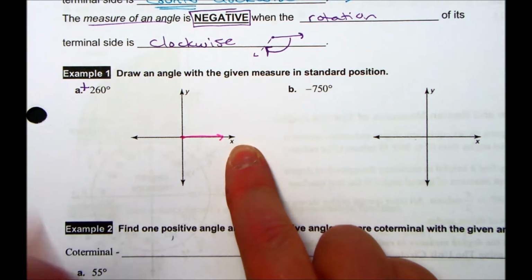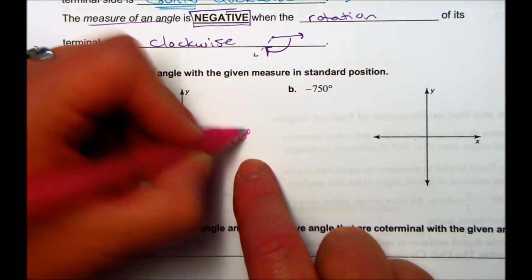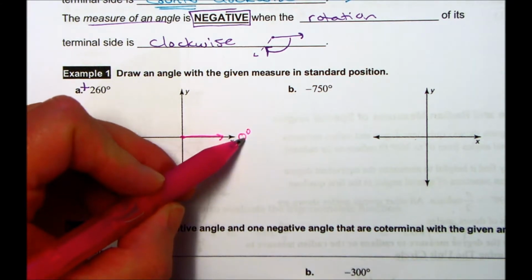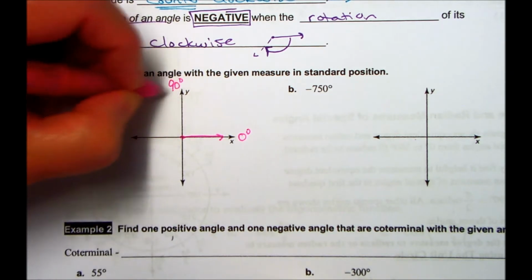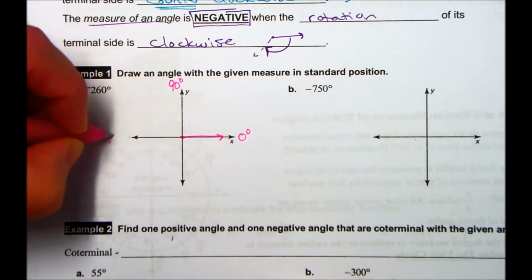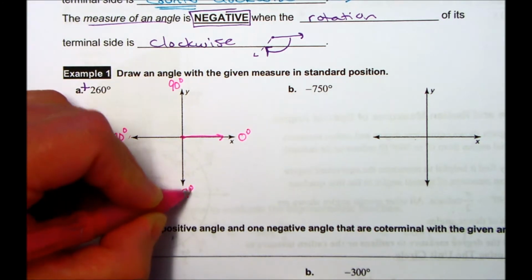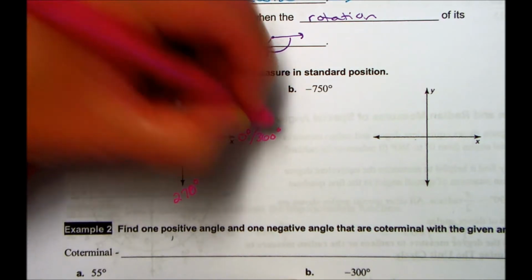If there was no rotation, it would be 0 degrees. So I like to put my degrees around the circle. I've got 0, and then up here I would have 90 degrees. All the way to the left would be 180 degrees. This one down here is 270 degrees. And then all the way back to the beginning would be 360 degrees.